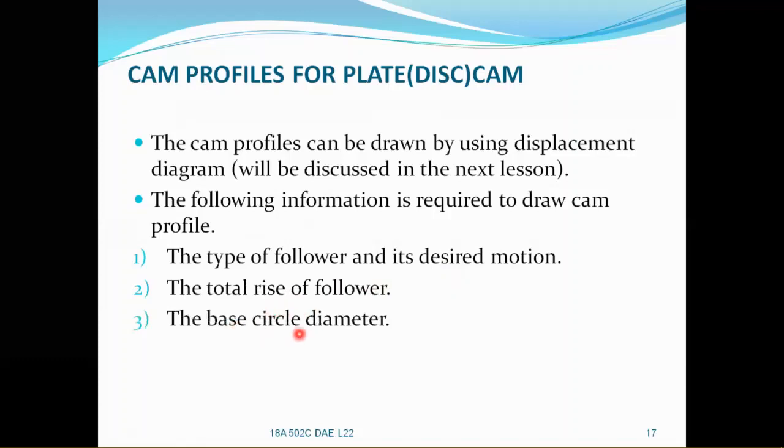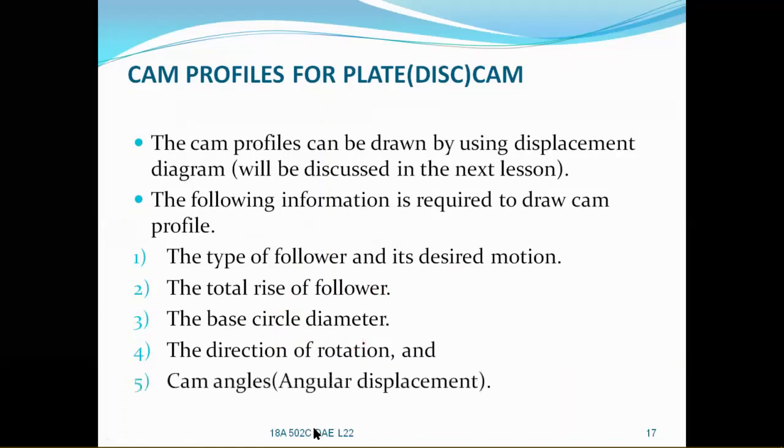And the base circle diameter. Base circle diameter means, in order to draw the base circle, it is the smallest diameter of the cam profile. And also the direction of rotation. That means in which direction it is rotating.